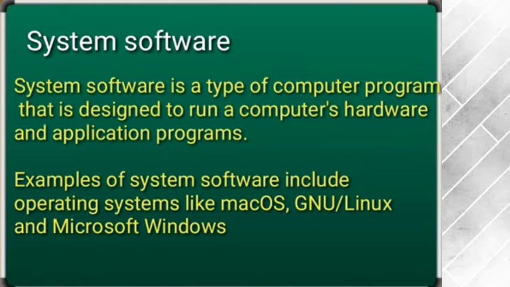Any operating system like Mac OS or Linux, Microsoft Windows or Unix, these are the operating systems. Many others are there. All those are categorized under the system software, which makes your system operational.